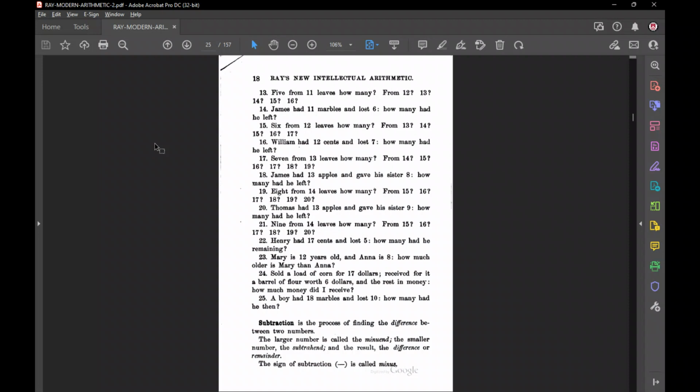Okay? So that's all for lesson 6. Take a few minutes and write a summary of what we studied in lesson 6, what we talked about. And that's all for lesson 6 in Modern Arithmetic 2.